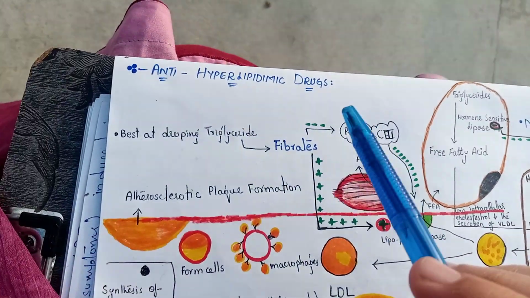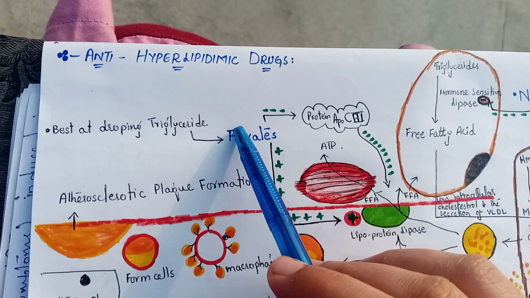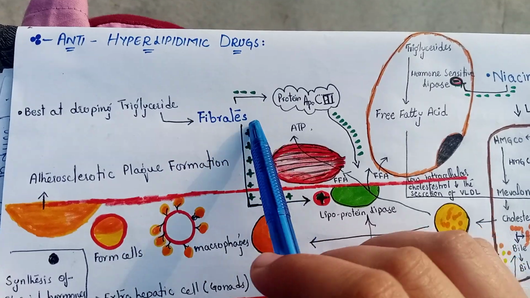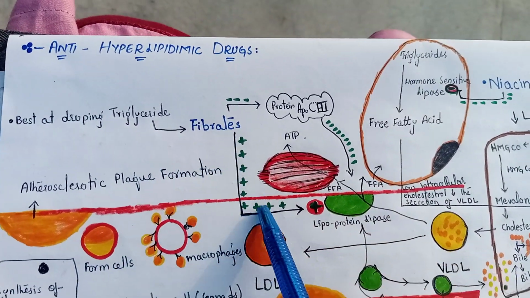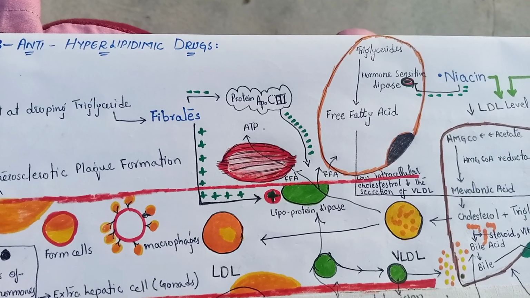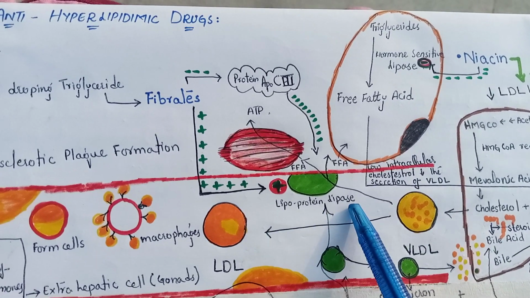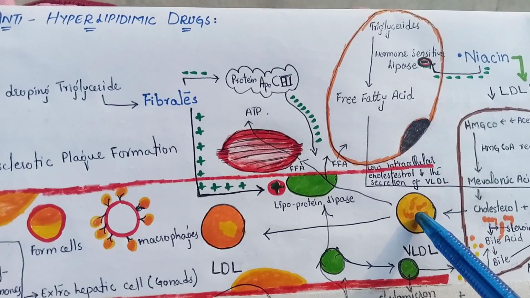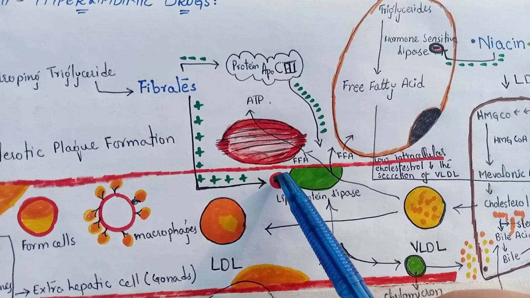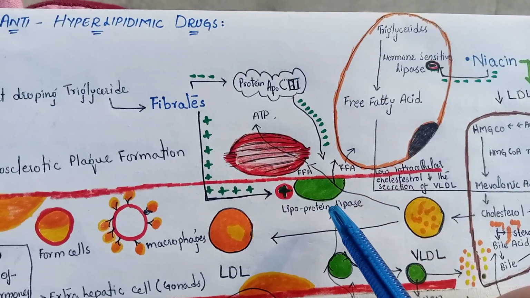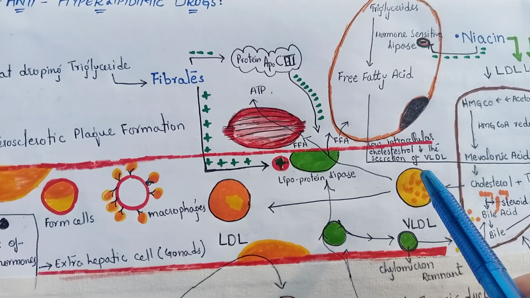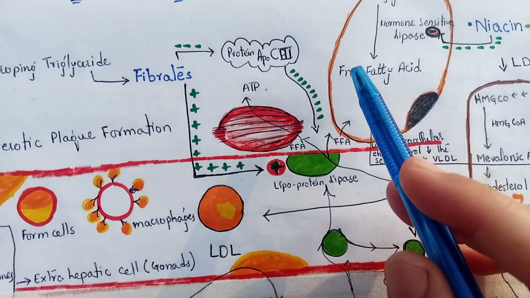Now we have the fibrates. The fibrates' main role is dropping the triglyceride level, and how they do it: fibrates work on the protein called the lipoprotein lipase, right? What the lipoprotein lipase does is it basically removes the triglyceride from the VLDL and the chylomicron and breaks them down into free fatty acid. Now if you are going to stimulate this activity, more of the triglyceride will be removed from the VLDL and the chylomicron, right?